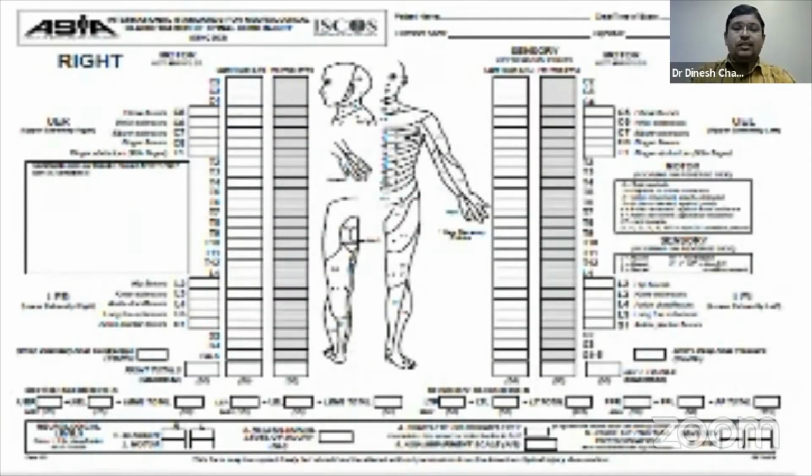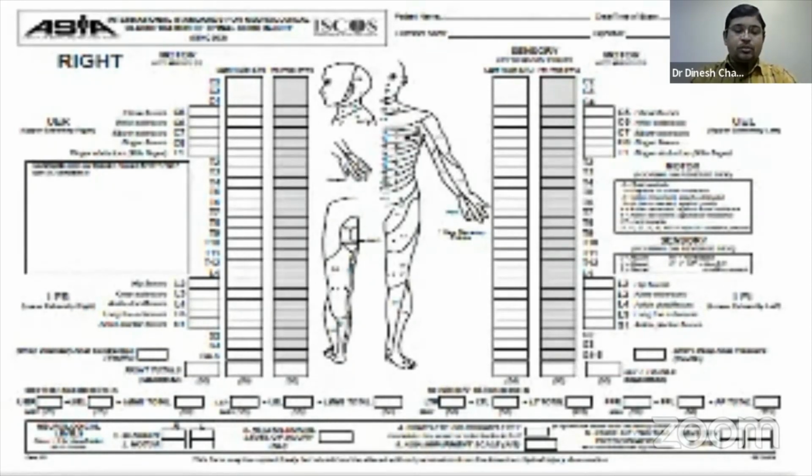As we know, the scale looks like this. If you see the right quadrant and left quadrant of the scale, we see the motor assessment for the key muscles: 5 key muscles for the upper limb and 5 key muscles for the lower limb. Then for sensory assessment, from C2 to S4-S5 level, we assess light touch sensation and pinprick sensation for both the left and right sides. There are also grades given for sensory and for motor assessment.